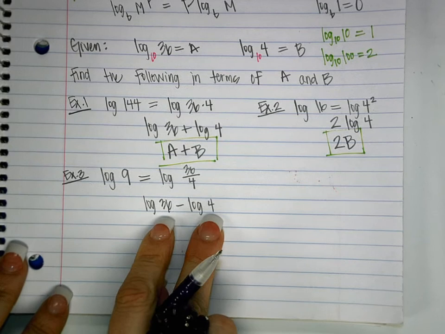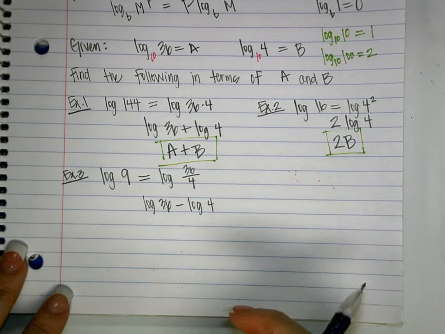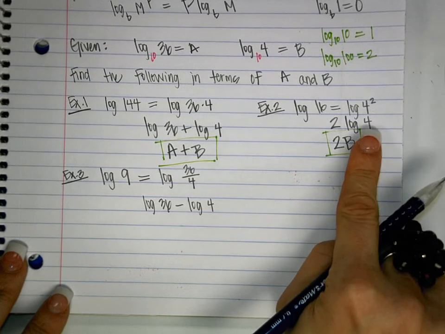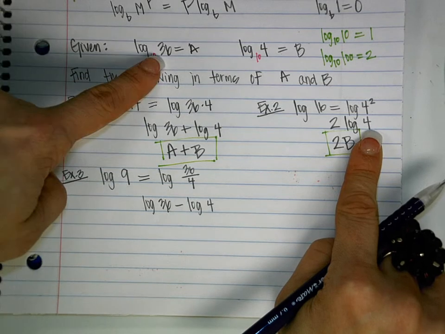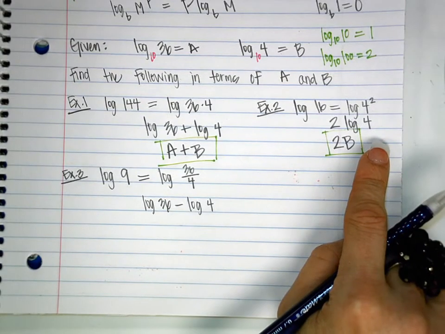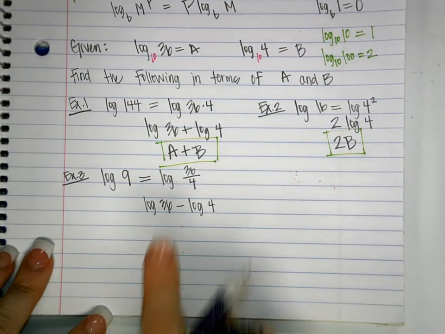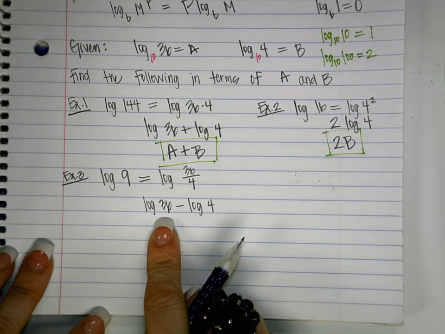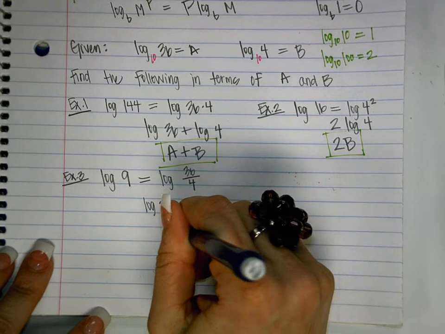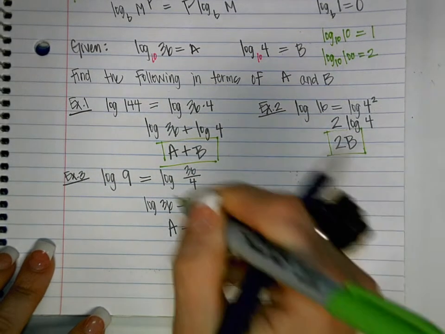Okay, we're trying to get these in terms of 36 and 4. So how can you use 36 and 4 to make 9? Do what you did over there on example 2. Because 9 doesn't come from 36 squared or 4 squared, we have to use 36s and 4s. From here, what is log 36? What can I substitute instead of log 36? A. Minus, what can I substitute instead of log 4? B. A minus B. That's your answer.